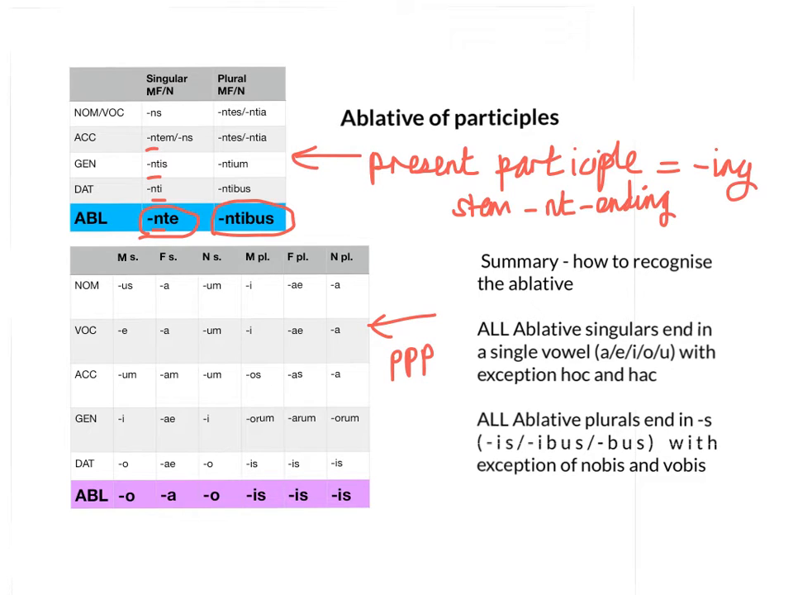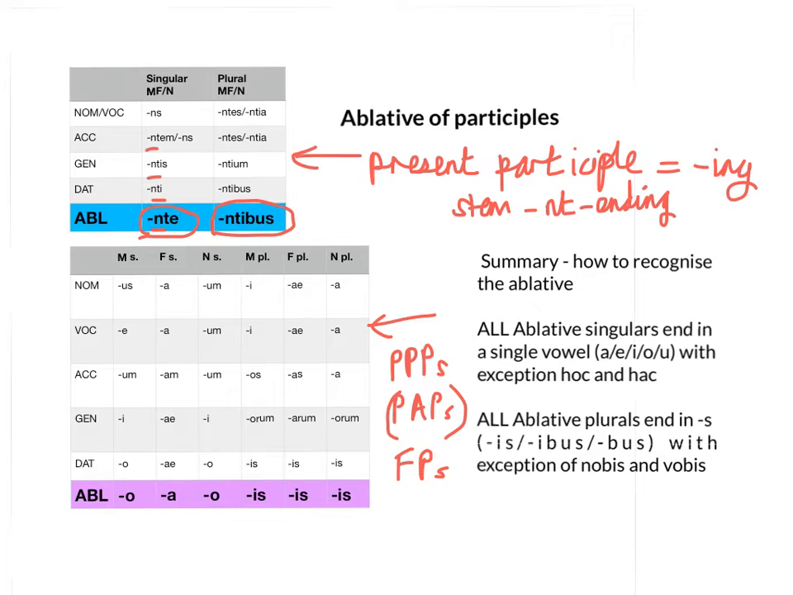PPPs, that's perfect passive participles, and PAPs, that's perfect active participles. Basically, deponent verbs have these. Deponent verbs don't have perfect passive participles because they don't have passives, so they have PAPs instead. There's a relatively small number of verbs that have them, so I'm going to put them in brackets. And in fact, you will also find this set of endings on future participles. Future participles end in urus, ura, urum. So again, that us, a, um ending.